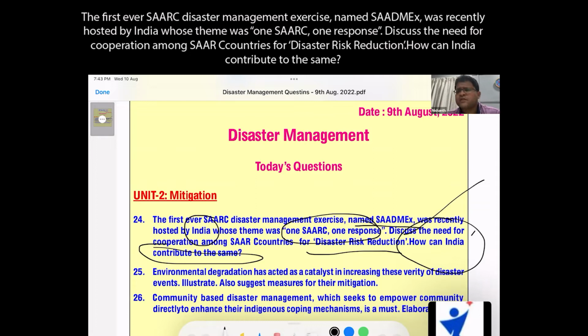Okay, these are some of the reasons which are required for SAARC countries to come together to fight disaster risk reduction, because a disaster striking them is going to have significant risk. So how can India contribute to this particular disaster risk reduction is the second part of the question. So what has India already cooperated on?